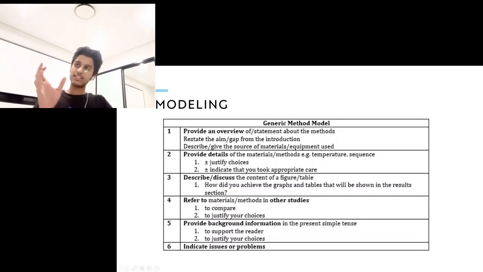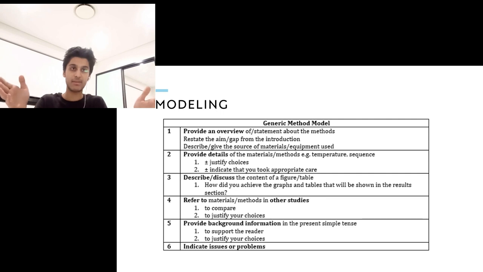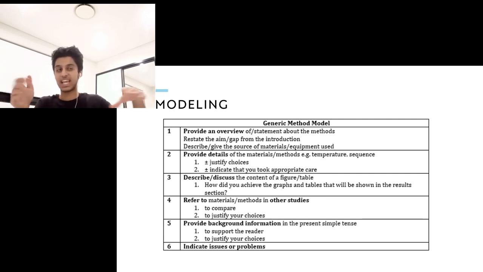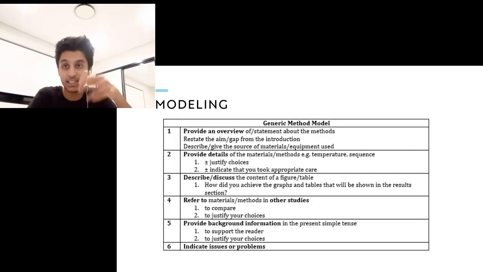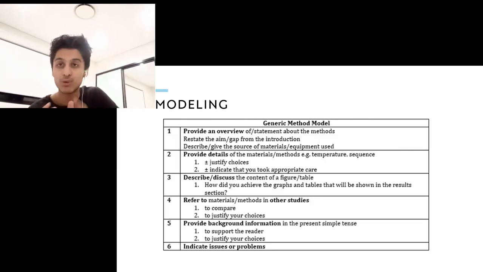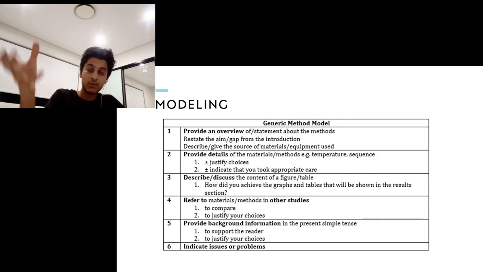Okay, so here is the generic method model. At first, you want to provide an overview of statements about the methods. Then you want to restate the aim, the gap from the introduction. And look, you can modify this as you go, because you want to modify the models based on how other papers in the field are written.